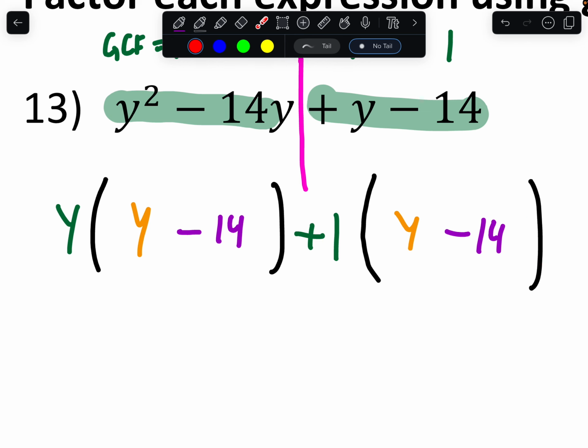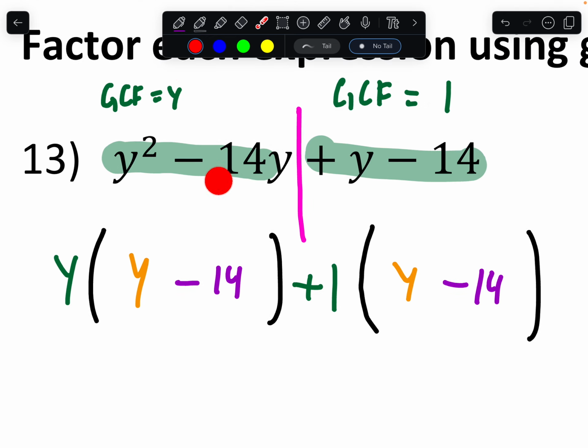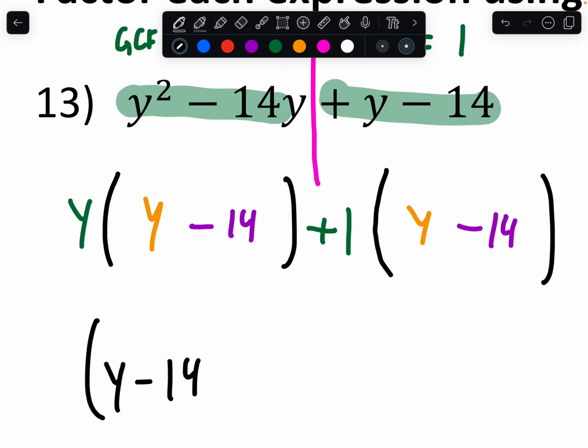And so the idea is, when you look at these two things as a whole, they both have a y minus 14 in them. And so we can take that y minus 14 out. So just like these both had a y in them, and we took that y out, and these both had a 1 in them, so we took that 1 out. This and this both have a y minus 14 in them, so you can take that y minus 14 out. So it would look like this. Y minus 14.